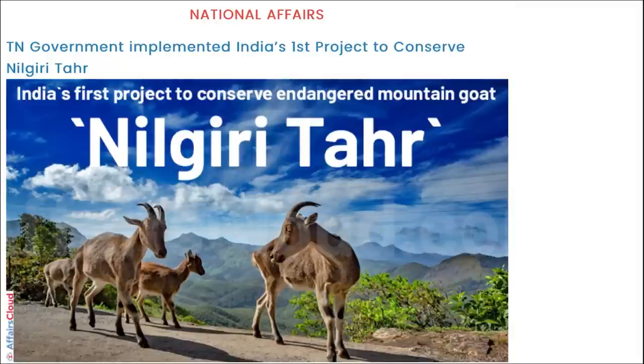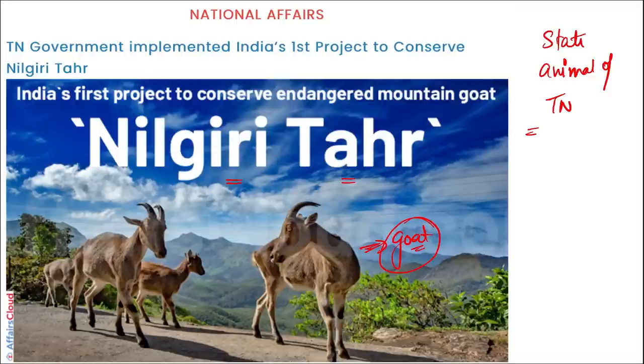Next, we know the Nilgiri Tahr. The Nilgiri Tahr is the state animal of Tamil Nadu. Remember, as you can see from the picture, it is similar to a type of goat. All right, what is the name? Nilgiri Tahr. So, the first question from this news is, which is the state animal of Tamil Nadu? It will be your Nilgiri Tahr. Also remember, the Tamil Nadu government has recently implemented India's first project to conserve the Nilgiri Tahr. Highly important.